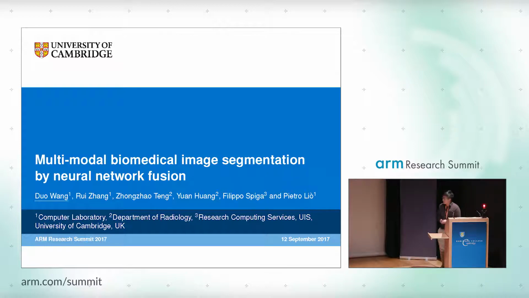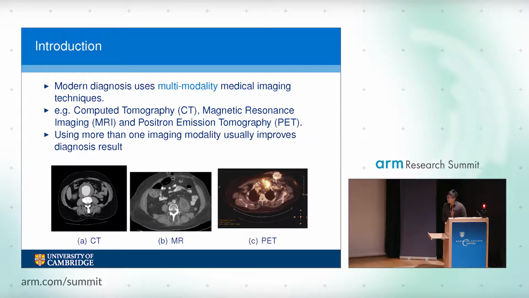So first, let me start by introducing to you what is actually multimodal biomedical image. So in modern medical diagnosis, the doctors and the radiologists use more than one type of medical imaging techniques to help you diagnose and treat the diseases. So for example, you can have the computed tomography, and we can have the magnetic resonance imaging, and we can also have what's called the positron emission tomography. So all the three different image modalities are shown below in the order.